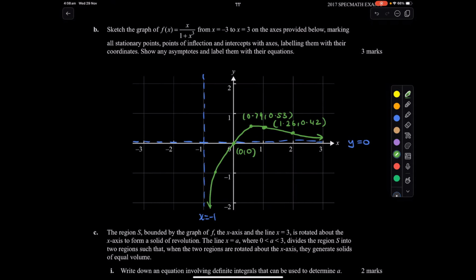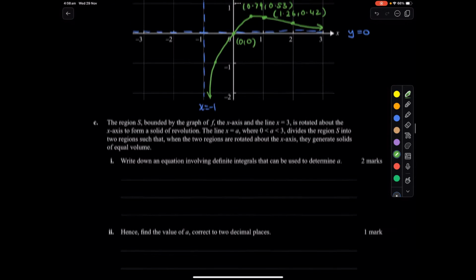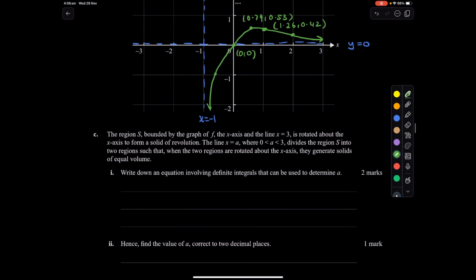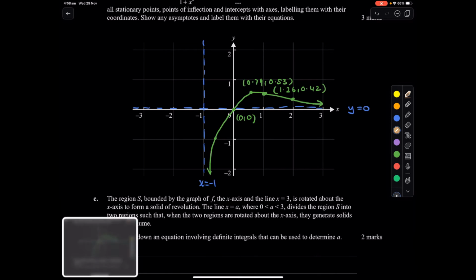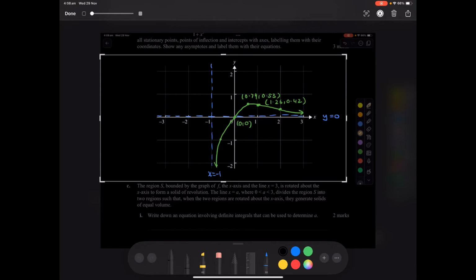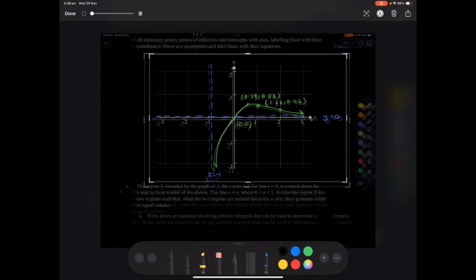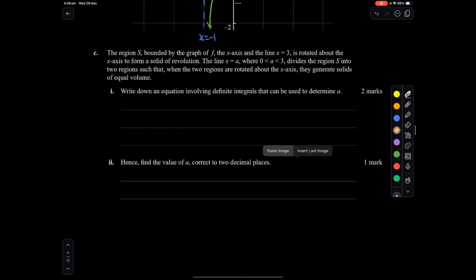That's good. Next question. The region S is bounded by the graph of f, the x-axis and the line x equals 3. So let's actually copy this, for example. Let's take a screenshot of this and really visualize what the question's asking us. So bring it over here.